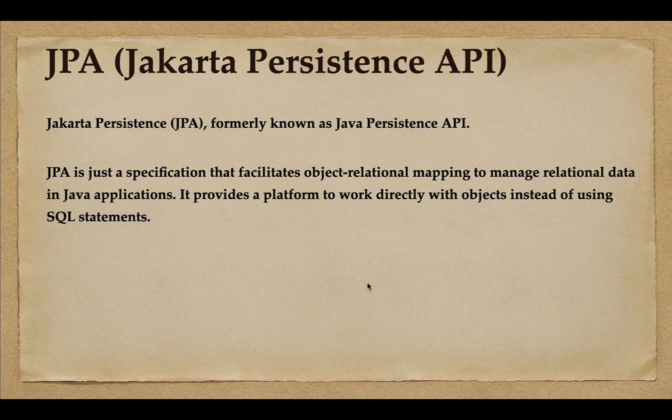Without using JPA, you have to write a lot of SQL statements, and you have to use JDBC to execute the SQL statements. So if you use JDBC, then you have to deal with the SQL statements. But JPA provides a platform to work directly with objects instead of using SQL statements. It means that we can directly create an object of the class, and we can directly store that object into a relational database table as a row. We don't have to create a SQL statement to insert the records.